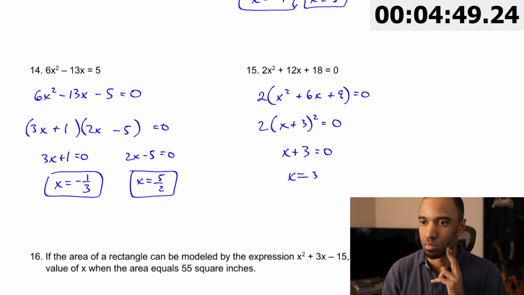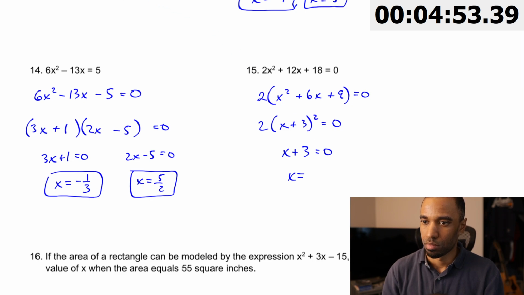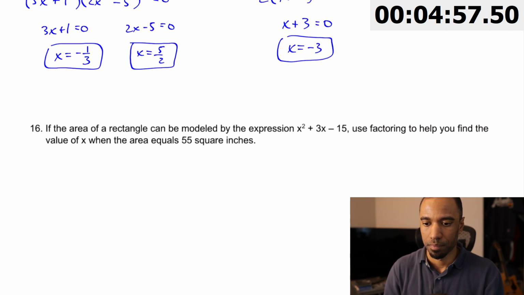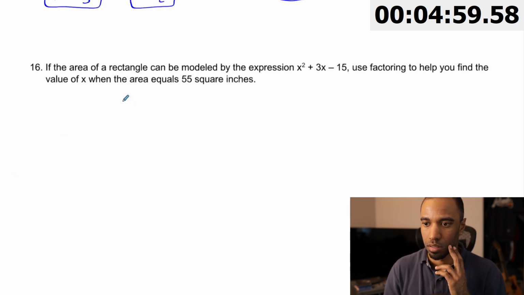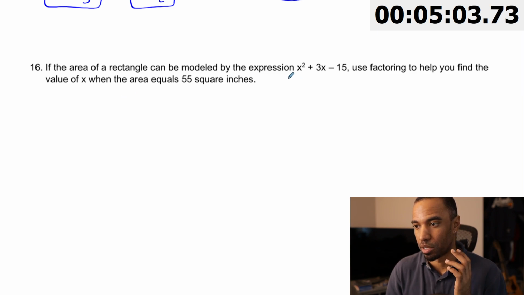Whoa. Oh. Messing up my record pace. Okay. Oh, I didn't know there's a word problem here. Okay, if the area of a rectangle is modeled by the expression. Okay, it's just a model.